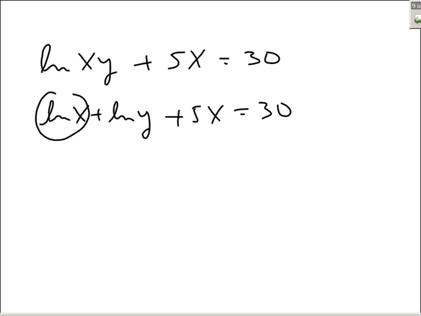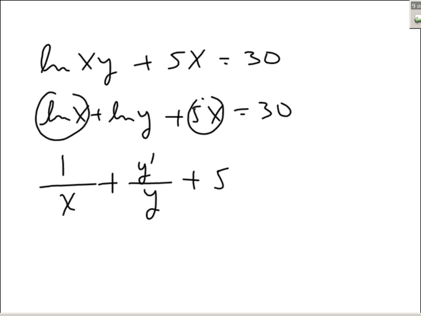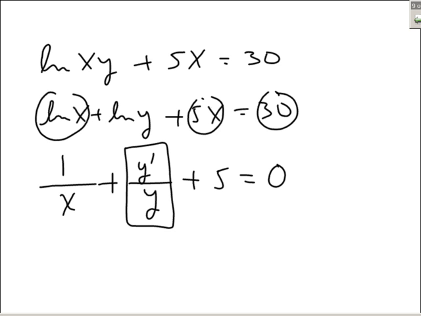The derivative of ln of x, you put the x in the bottom, and the derivative of x goes on top, 1. Plus the derivative of ln of y goes on the bottom, the derivative of y goes on top. Everything's with respect to x. Plus the derivative of 5x is 5 equals the derivative of 30 is 0. So I want to solve for y prime.